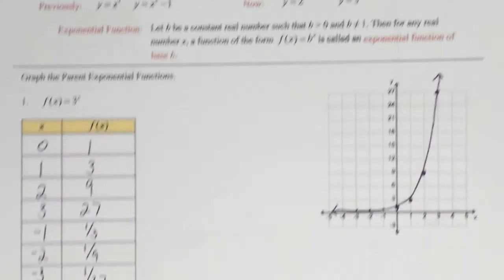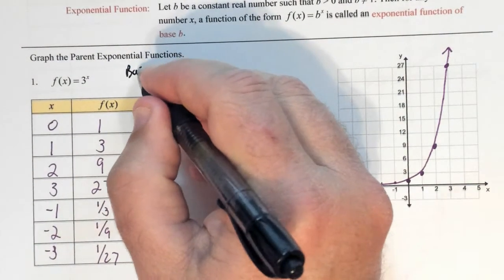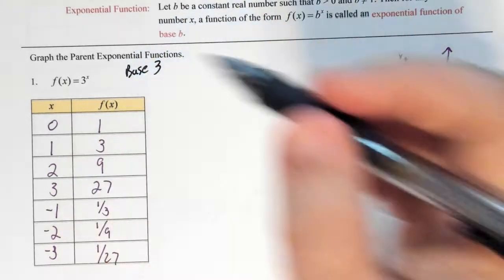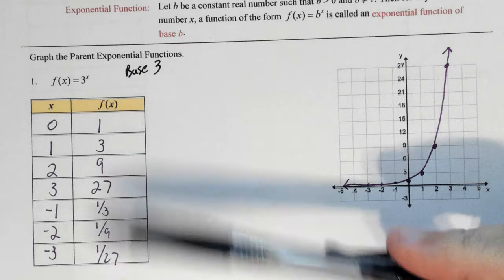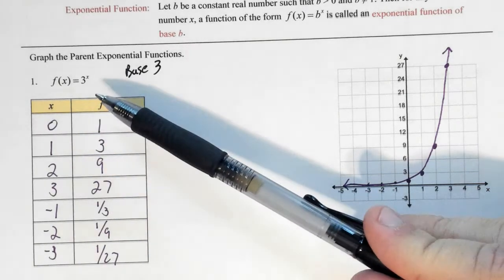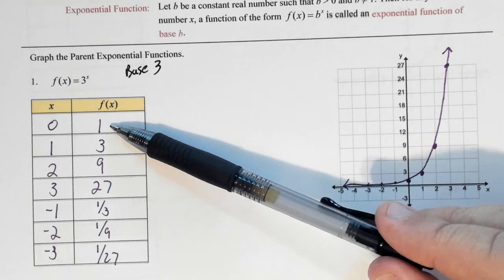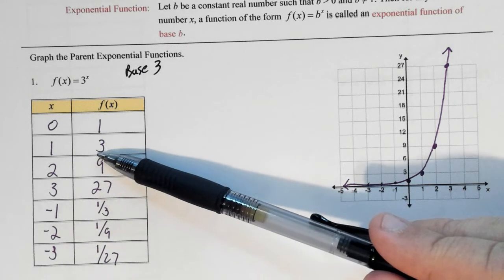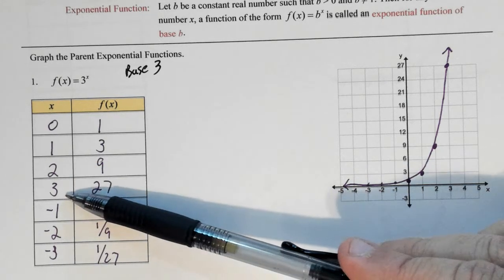Okay, so a couple things. One, here's one that we call base 3. It's an exponential function, which means that it has a base 3. And if you plug in some values for x, notice I've got them already plugged in here. 0, remember, any exponent of 0 gives you a 1 value. Okay, and then we plug 1 in. 3 to the first is 3. 3 squared is 9. 3 cubed is 27.